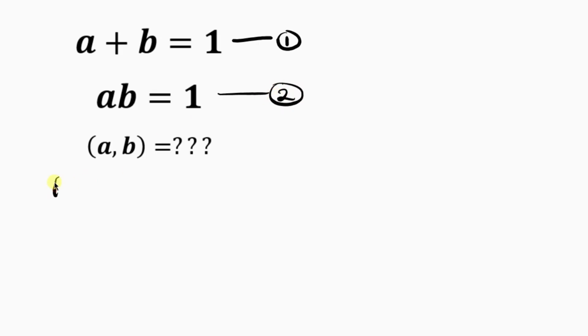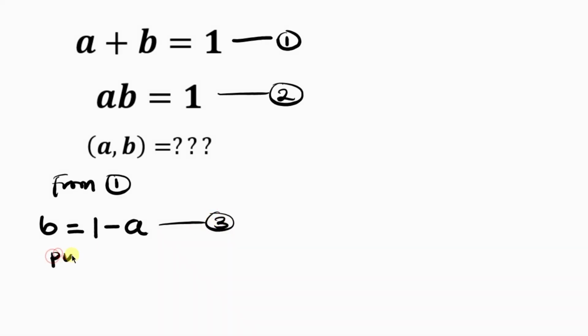Now, from equation 1, that's what we're going to be starting from. We're going to be making b the subject by moving a to the right hand side. So b now becomes 1, and as a crosses to the right, it becomes negative a. We can decide to name this. Let's just call this equation 3. So we can put equation 3 in equation 2.